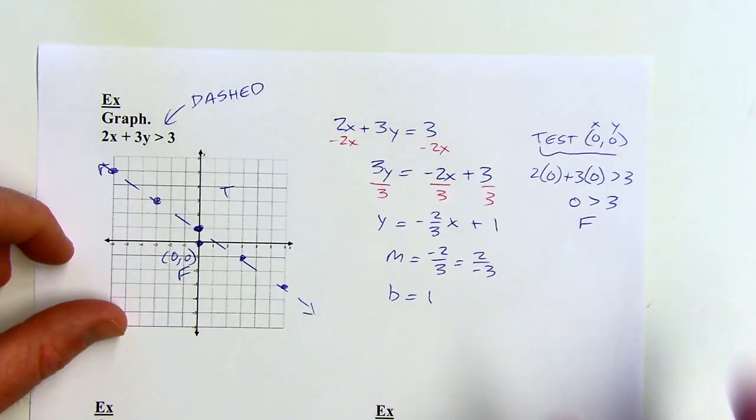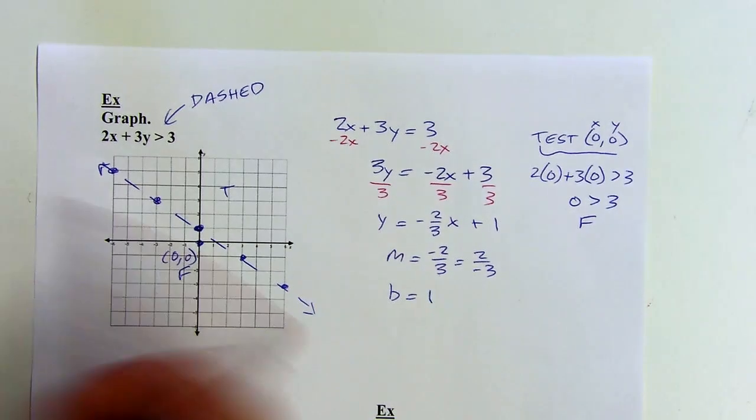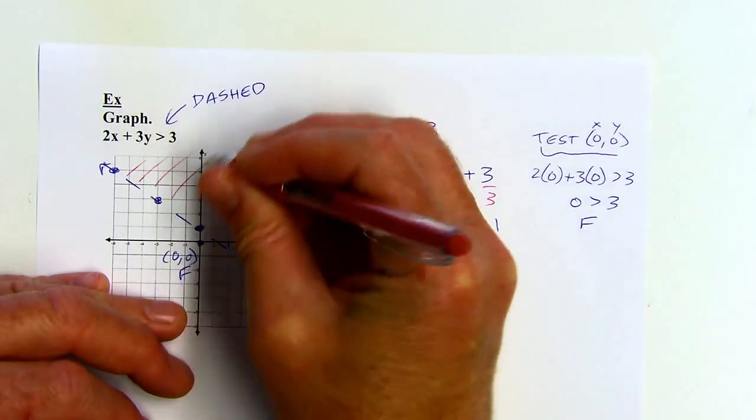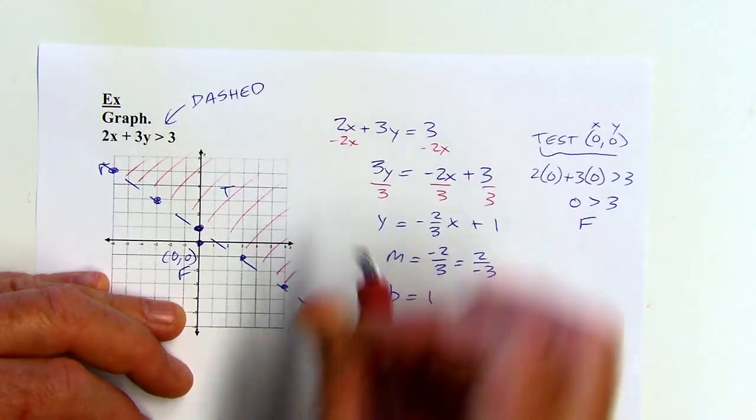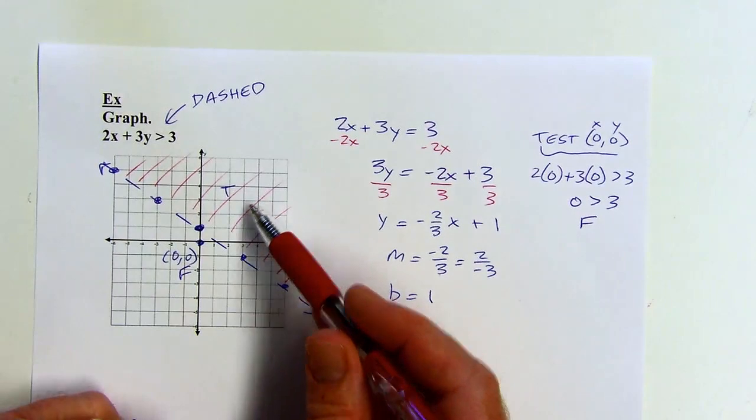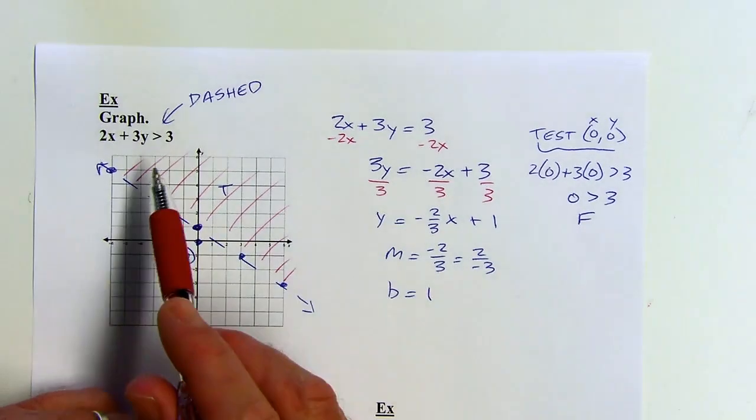That means the other side should be the true side. That's the side then that I'm going to shade. All of my solutions should be up there. So you could pick another test point up here to try it out, and it should satisfy the inequality.